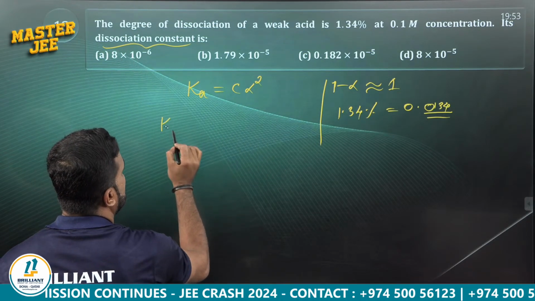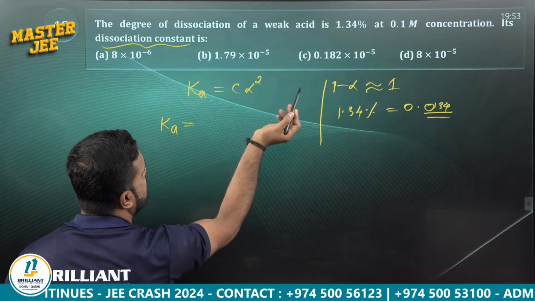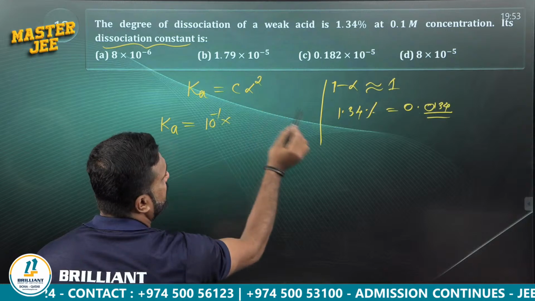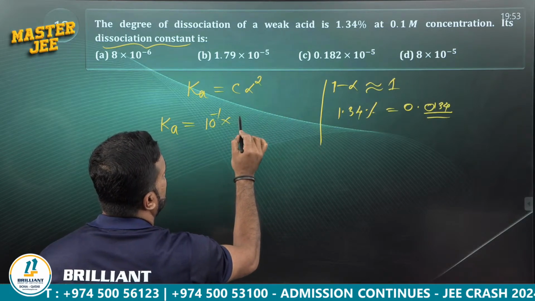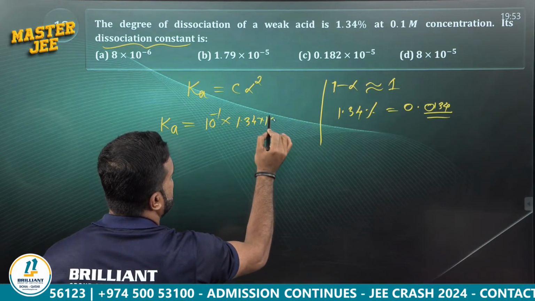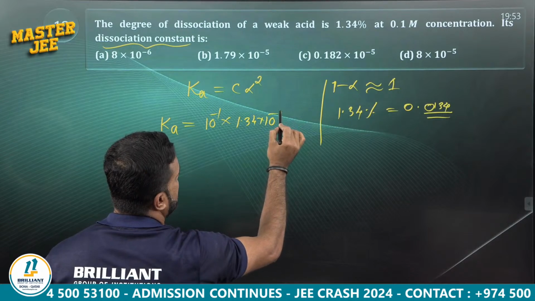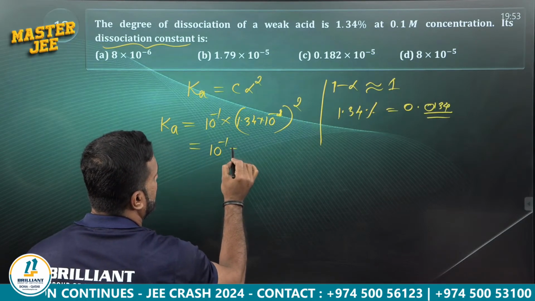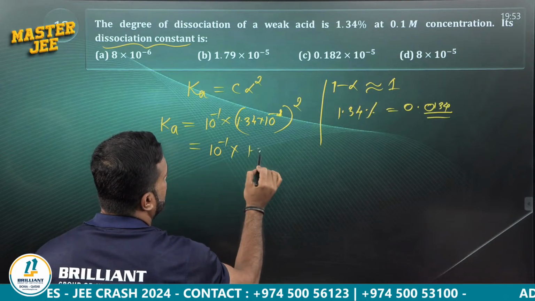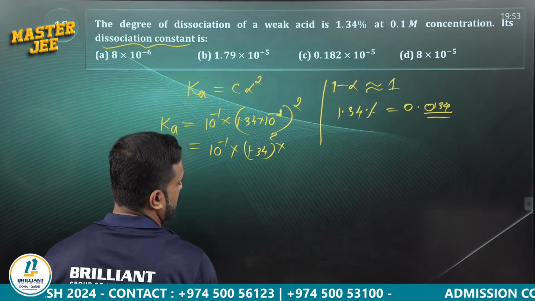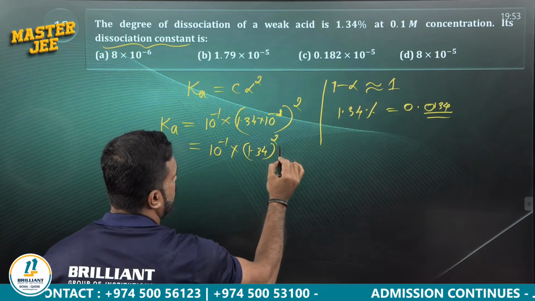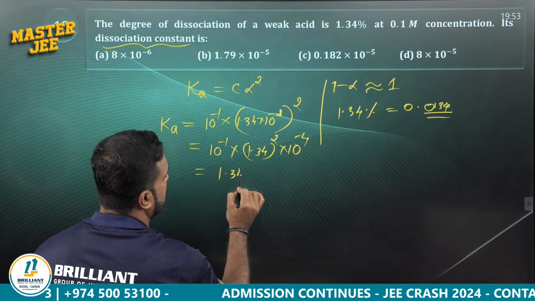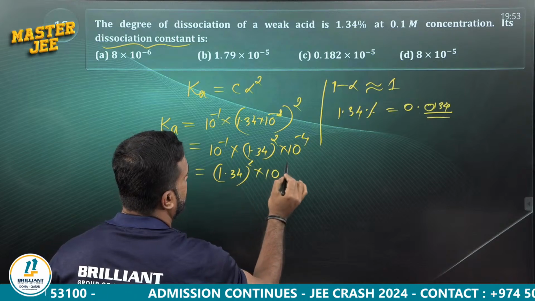So we will substitute the values directly. Ka equals C, as given 0.1, I'll take it as 10 power minus 1, into alpha squared. Alpha is 1.34 into 10 power minus 2 divided by 100, so 10 power minus 2 whole raised to 2. So it's equal to 10 power minus 1 into 1.34 whole squared into 10 power minus 4, correct? So it will be 1.34 whole squared into 10 power minus 5.